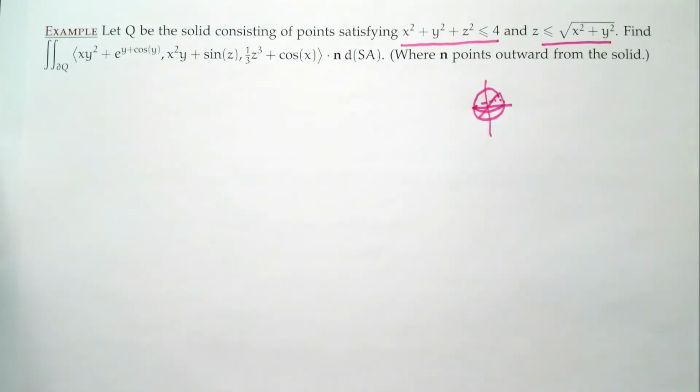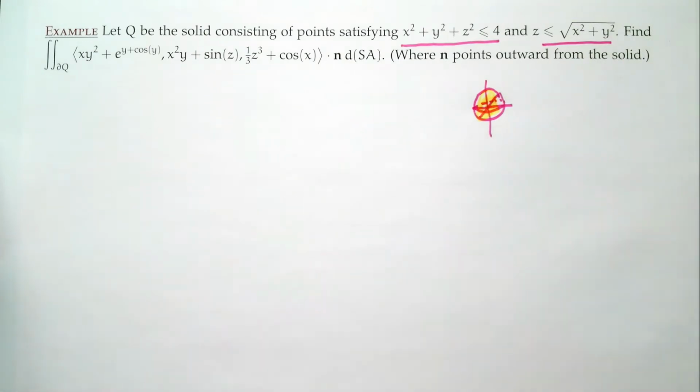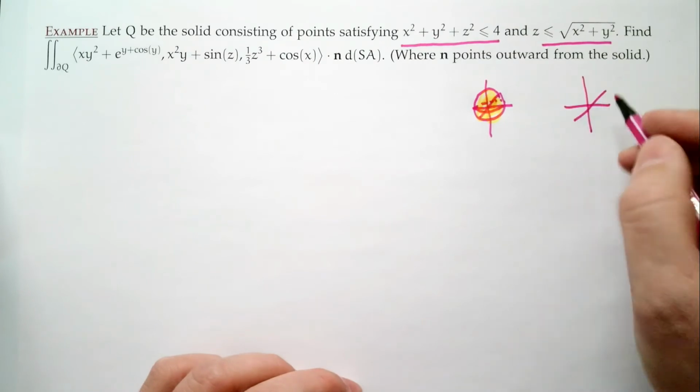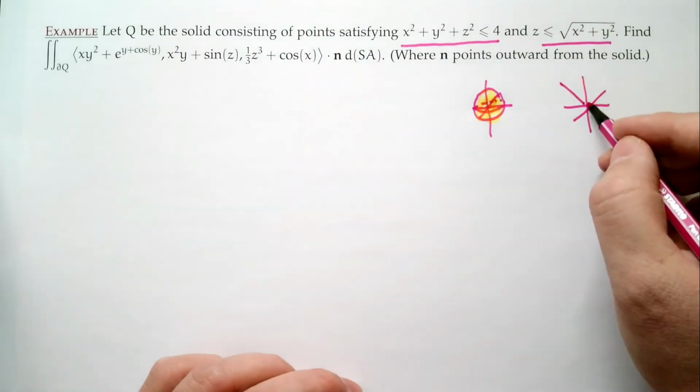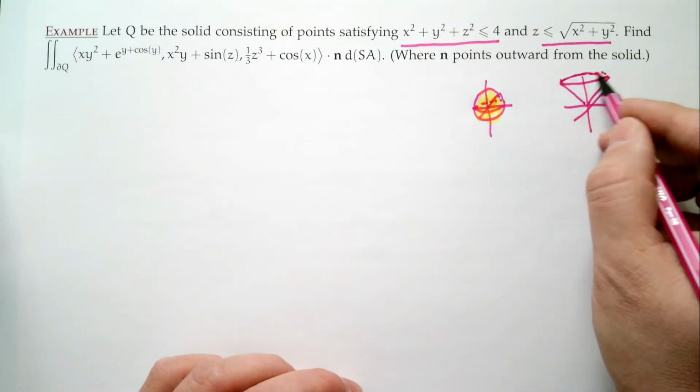All right. Well, what does z equals the square root of x squared plus y squared look like? Z equals r, which is a cone. Yeah, so this is the cone. It's a cone that comes up something like this. Now, what does the inequality tell us?